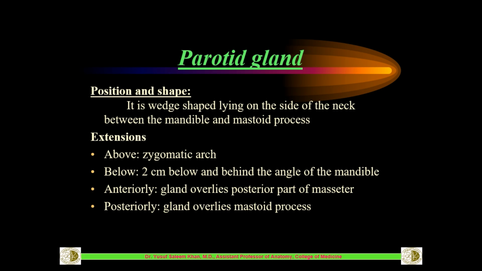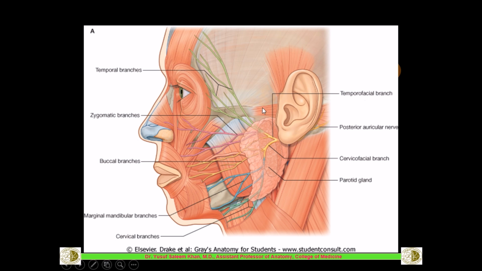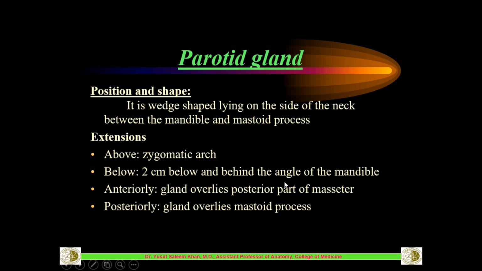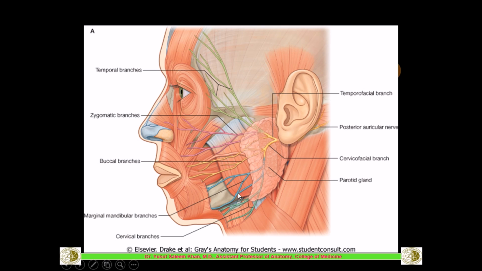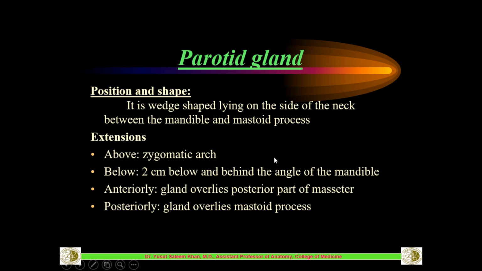Now let's discuss one of the salivary glands, that is the parotid gland. Here you can see in this picture the position and the shape of the parotid gland. It is a wedge-shaped gland lying on the side of the neck between the mandible and the mastoid process. Here this is the mandible, and the mastoid process is behind. In between them will be the parotid gland, just in front of the ear.